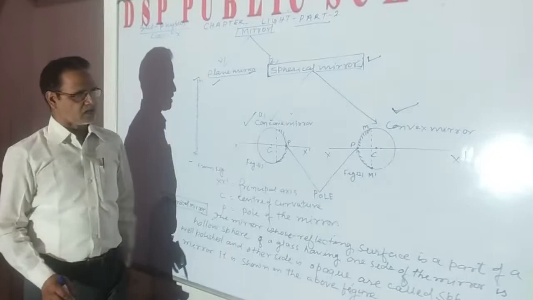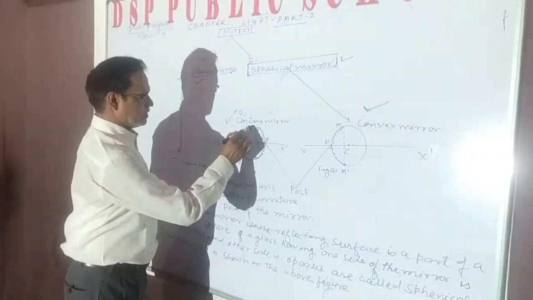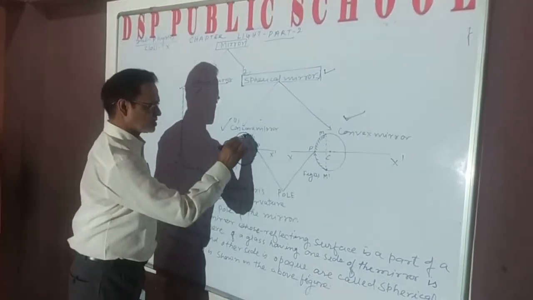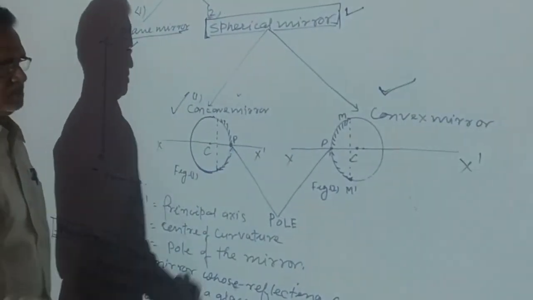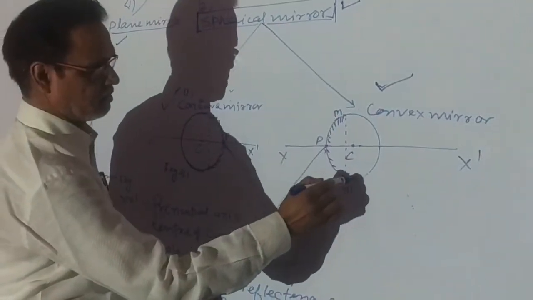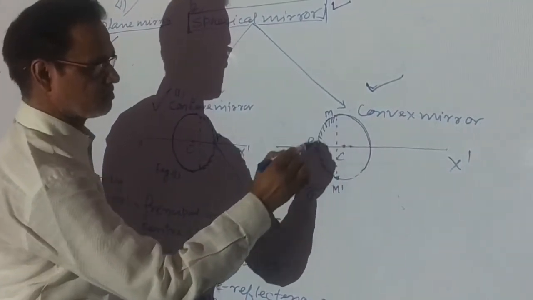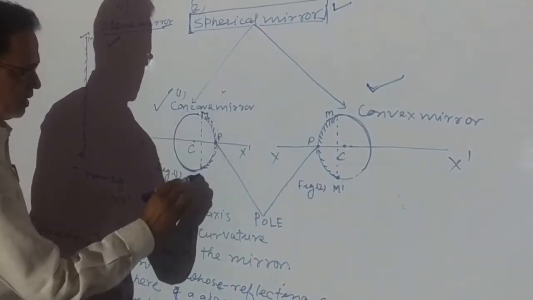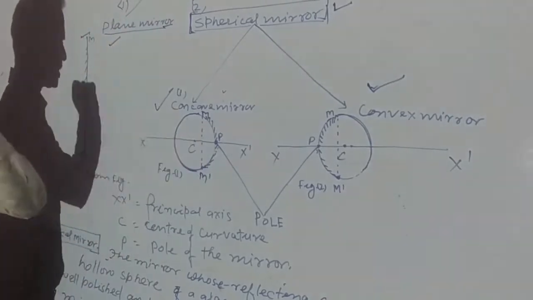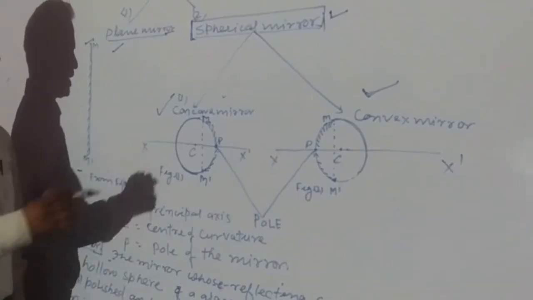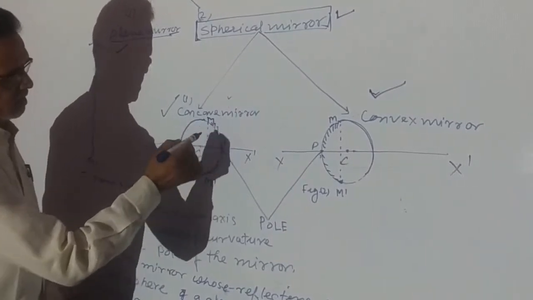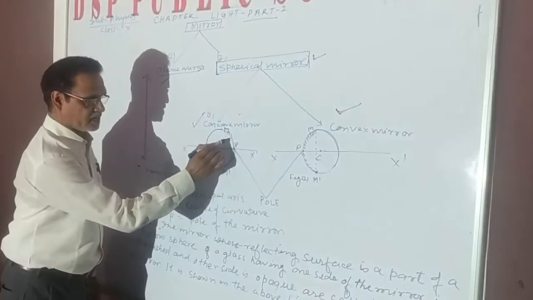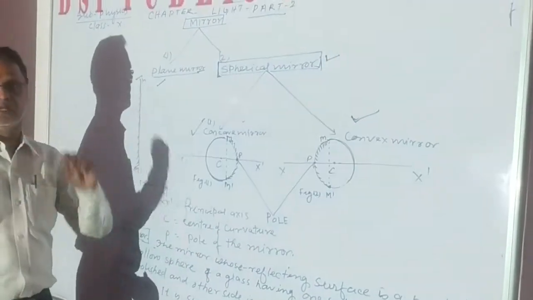What is a concave mirror and what is a convex mirror? Let us know about concave mirror. You see the figure. This is a hollow sphere of glass, and this is the part of a hollow sphere. Concave, M dash. So it is a part of a hollow sphere whose reflecting surface is curved inward. Outside is polished and inside is reflecting. So that is concave mirror.